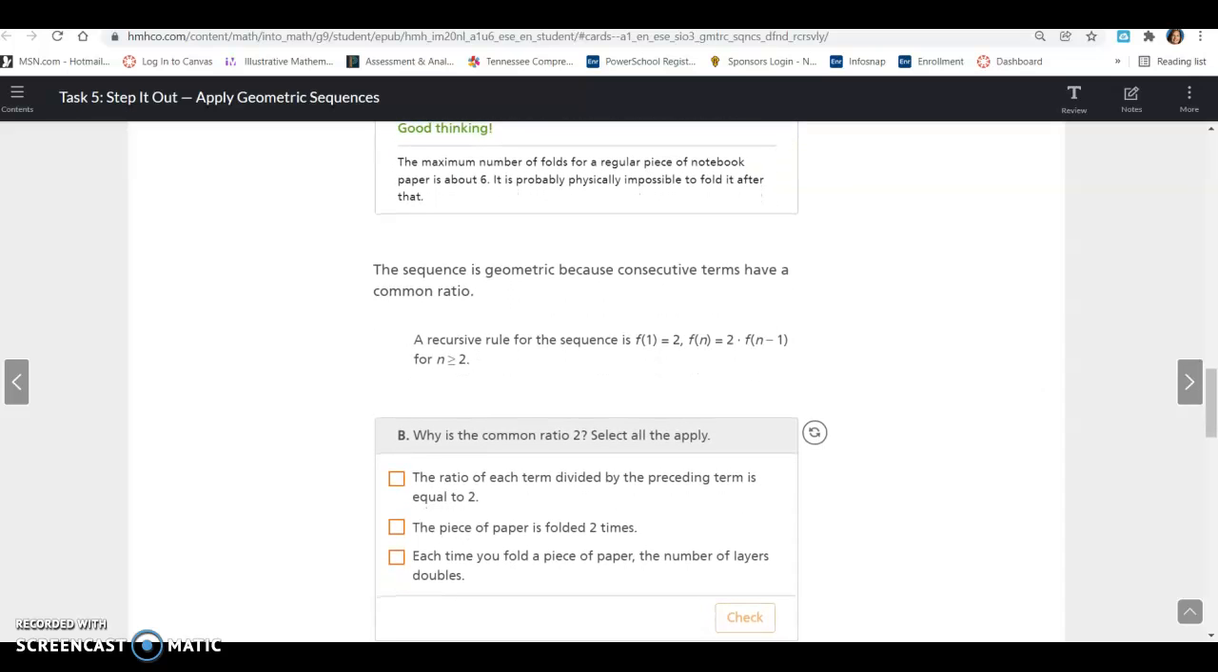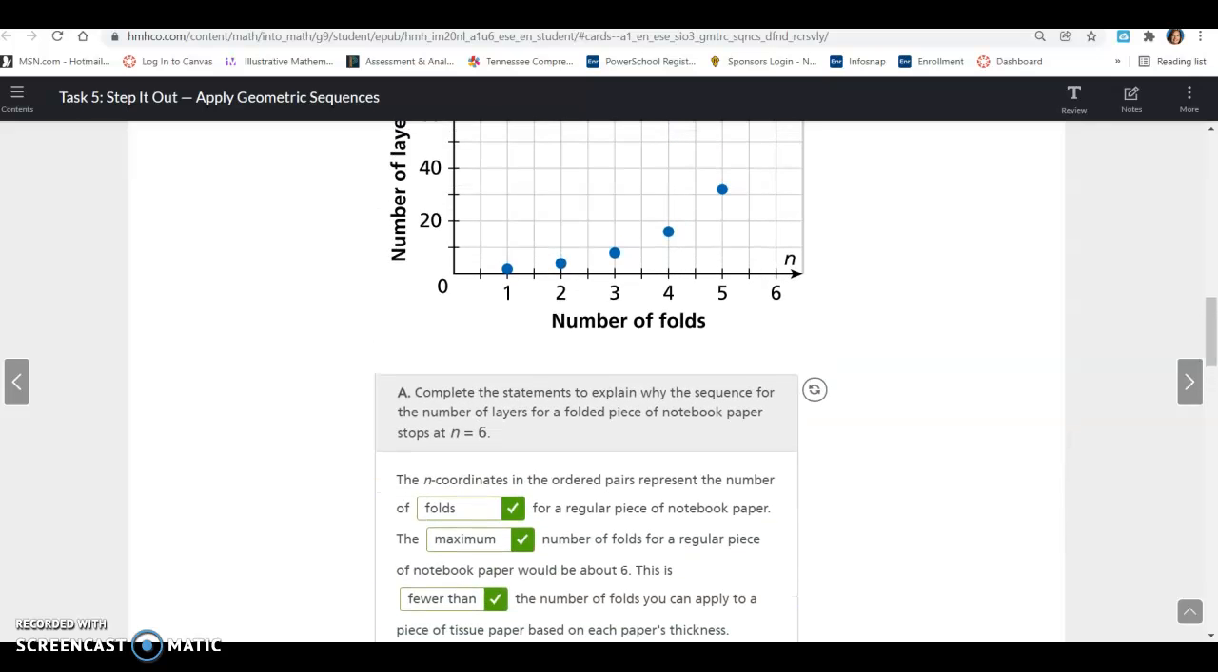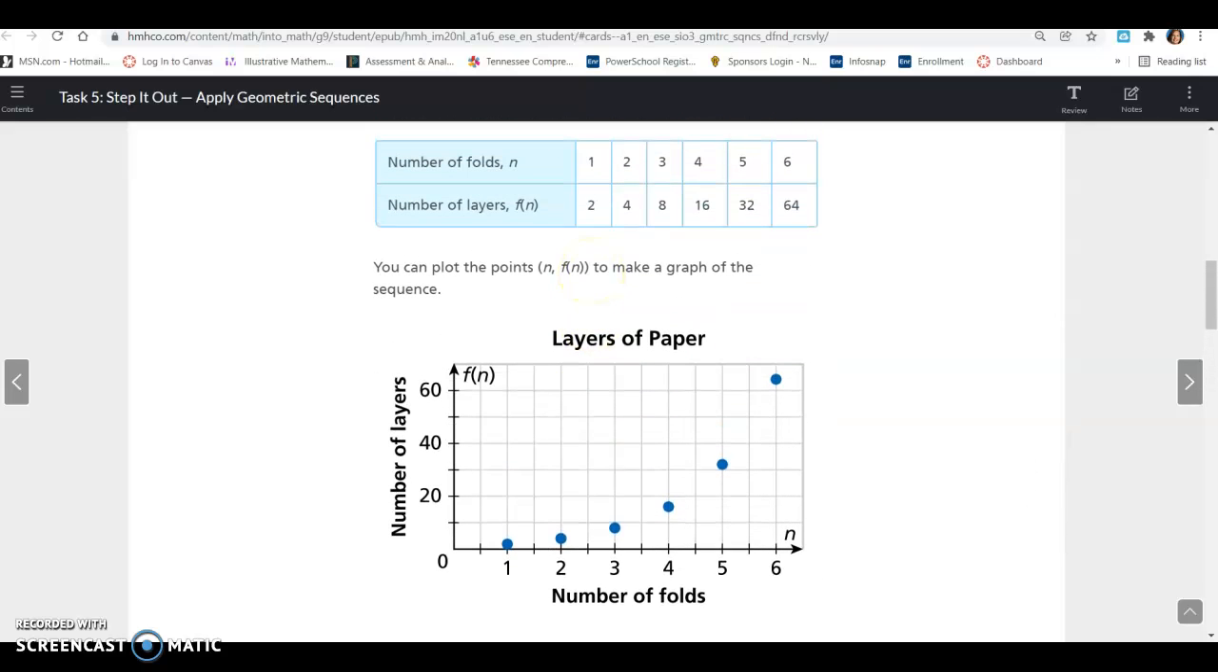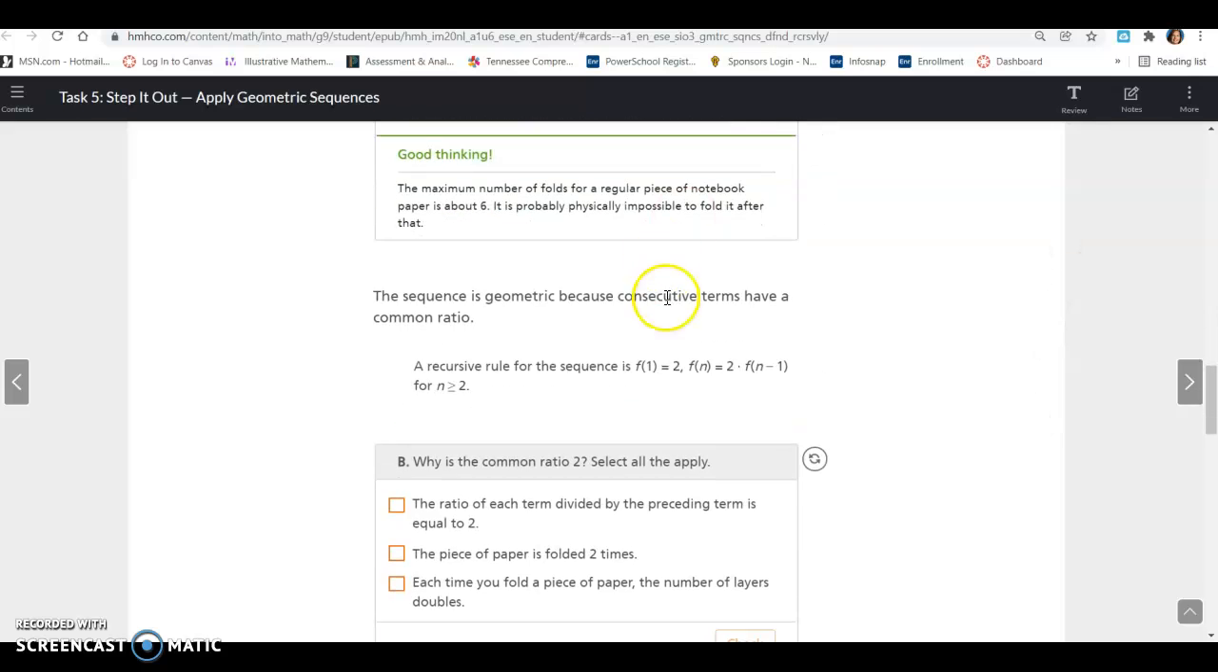All right, the sequence is geometric because consecutive terms have a common ratio. So you can write a recursive rule for this sequence. So f of 1, so if you look back up here, your first term was 2. And then you can multiply by 2 to get to each term after that. So your rule would be your first term is 2, and then f of n equals 2 times the previous term for all n greater than or equal to 2.